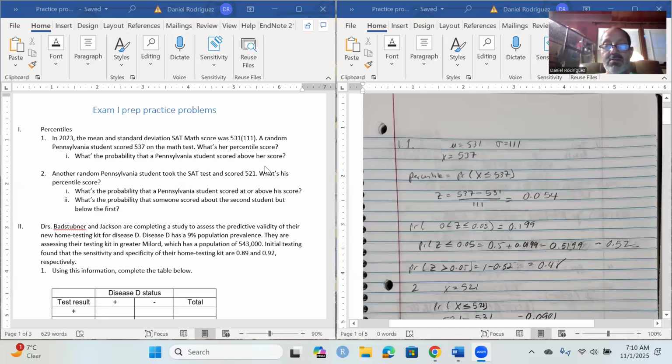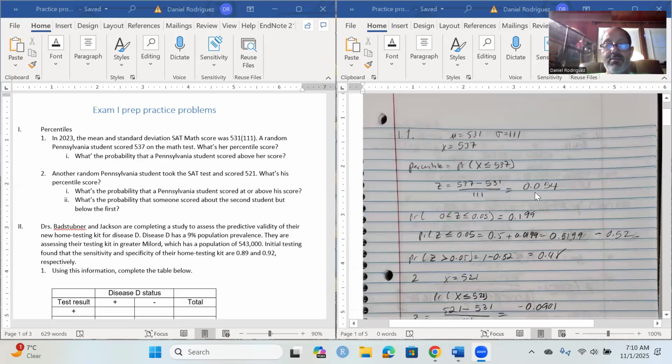What's her percentile score? So if we look here on the right in my beautiful handwriting, by the way, I'm working on getting a tablet where I can write in live time because that's what I really want to do. And that should be coming soon.